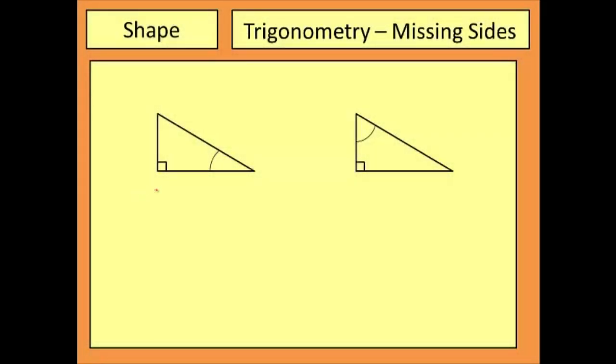In this video we're going to look at trigonometry. We're going to be focusing on finding missing sides. Now the most important part of trigonometry is labelling your triangle correctly. So we start off with a right angle triangle.